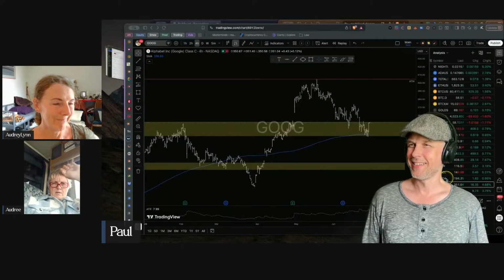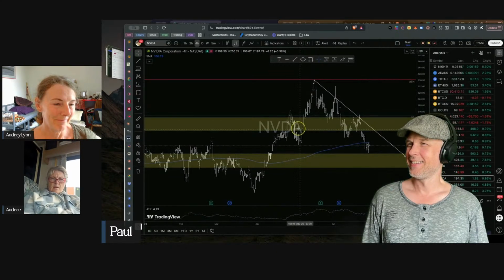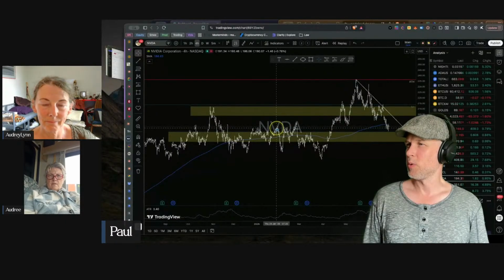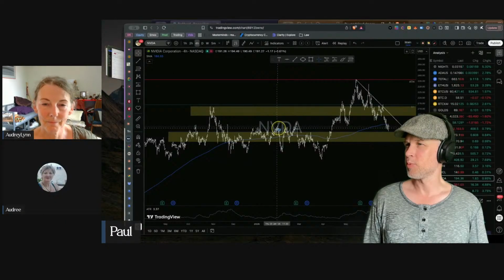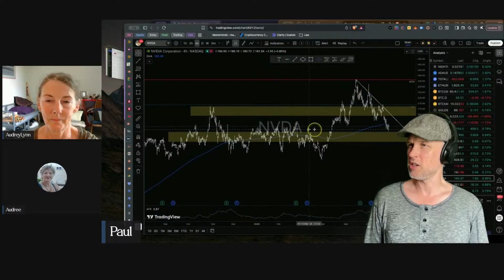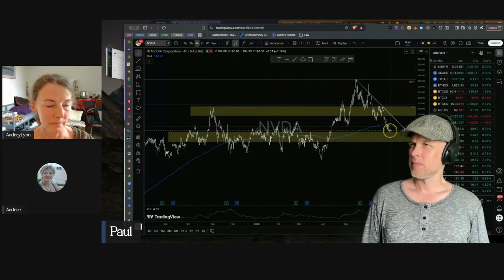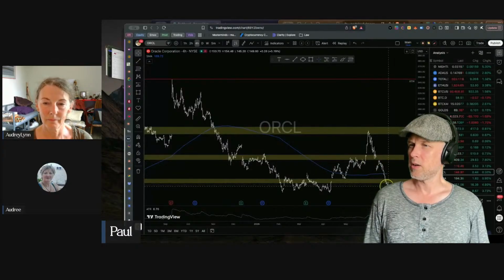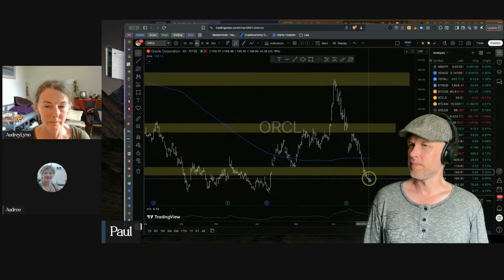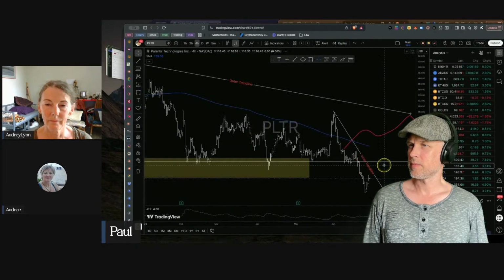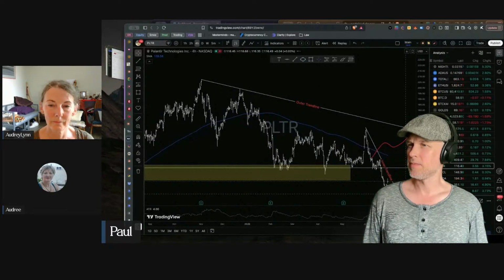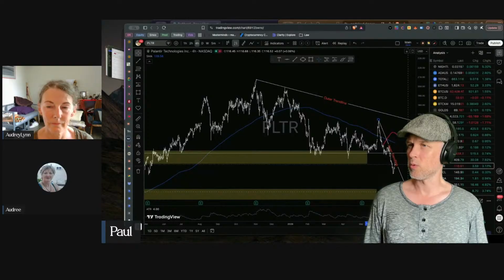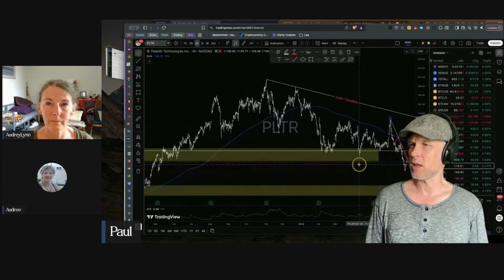Google also bouncing up from a low. NVIDIA retracing back, finding support. It looks to me like it's finding support at this old resistance from January. Oracle also downwards, not retracing yet. Palantir continuing its downward trend at the moment. We're seeing a very steep inner trend line.